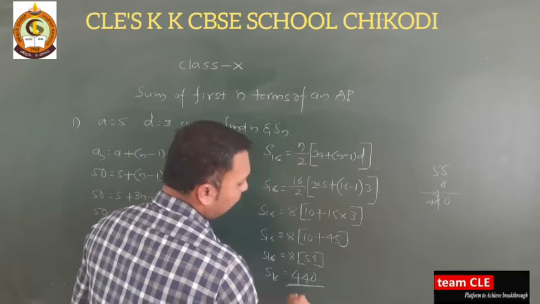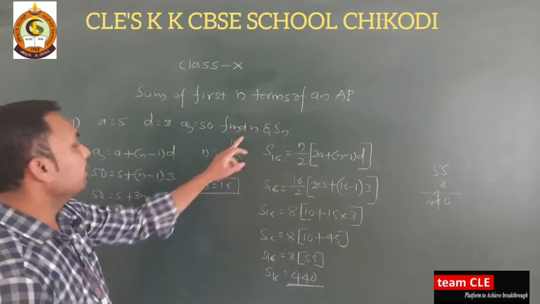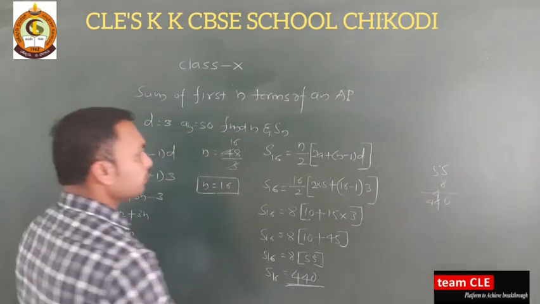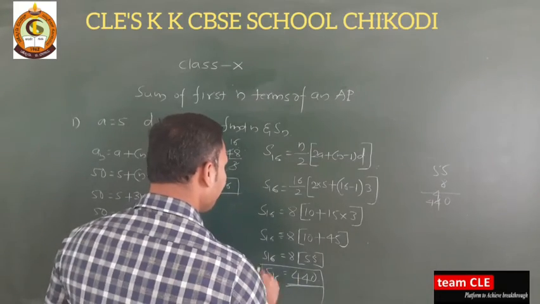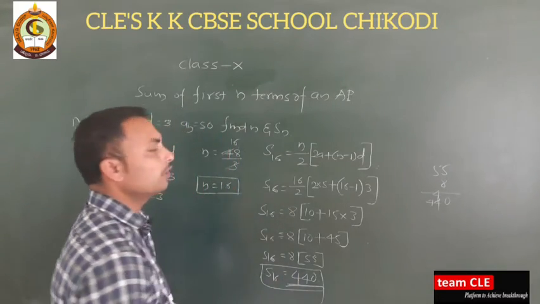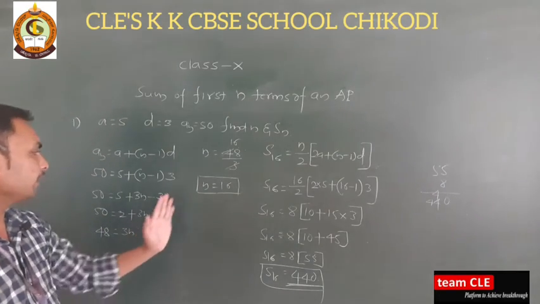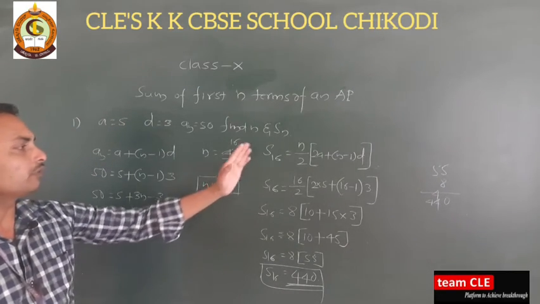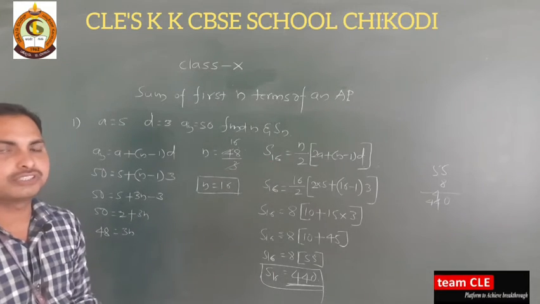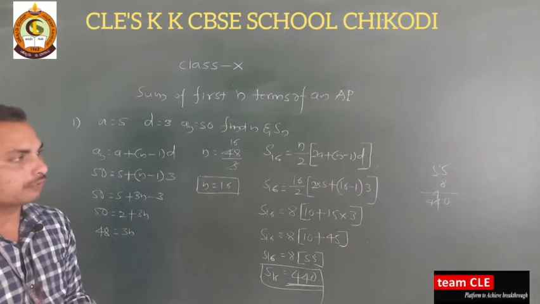This is what we got: n is 16 and S of 16 is 440. This is very easy. First you calculate n, then you substitute the n value here, and you will get S of 16 is equal to 440.